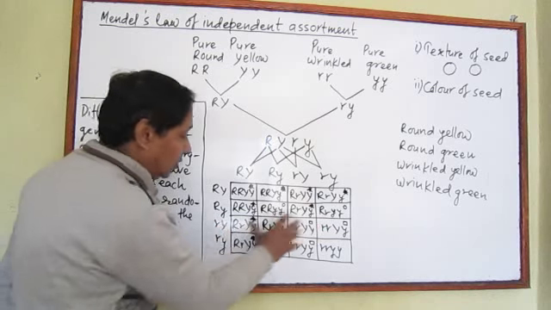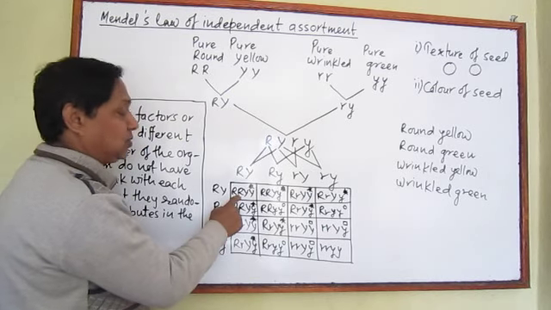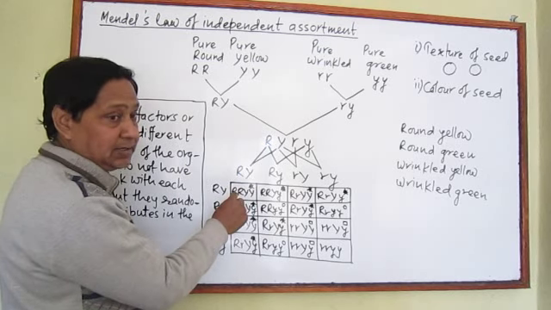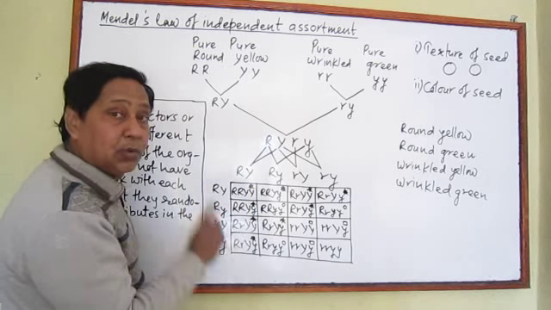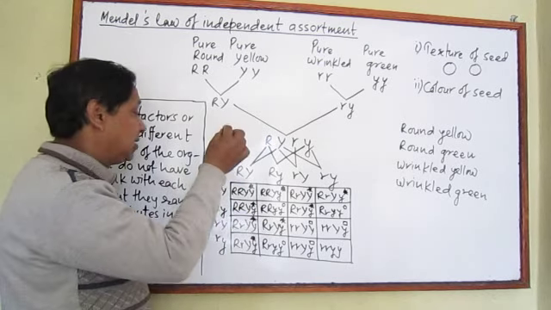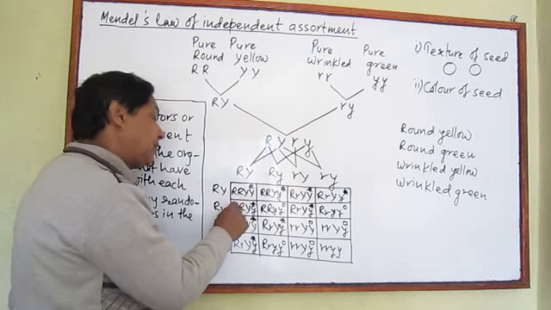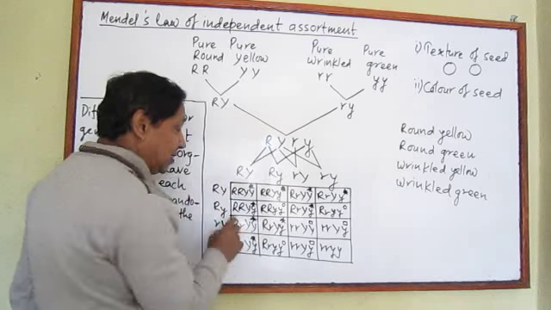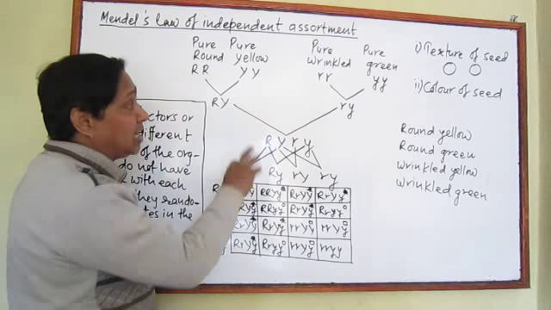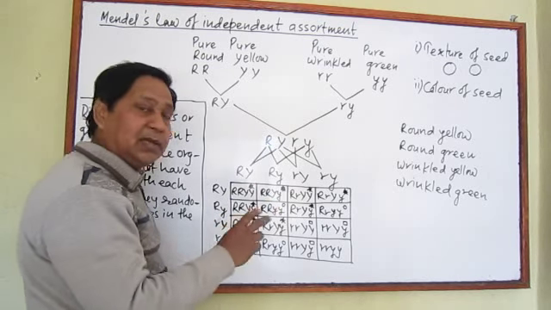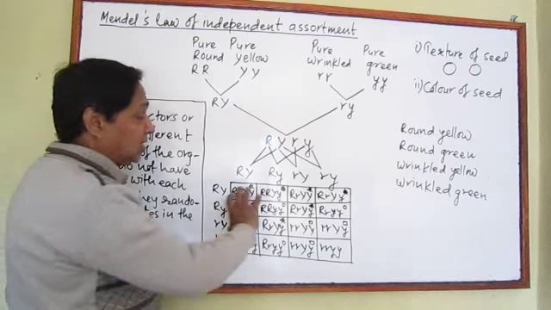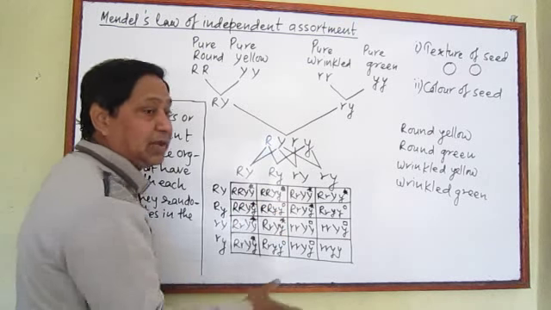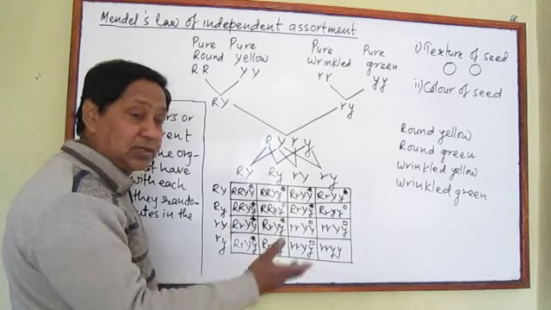That's why, looking at the genotype, if at least one R is capital, that is a round-seeded pea plant, and if at least one Y is capital, that is a yellow-seeded pea plant. But if both R are small, then it is a wrinkled-seeded pea plant, and if both Y are small, then it is a green-seeded pea plant. This way, looking at the genotype, we can identify its phenotype, the external appearance.